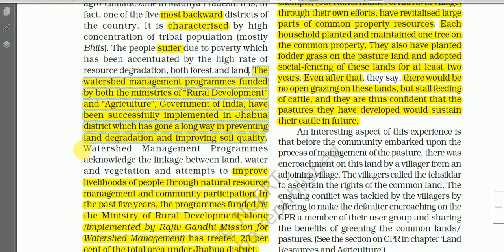That means because of this Watershed Management Program, land degradation has been prevented, and there is improvement in the soil quality.